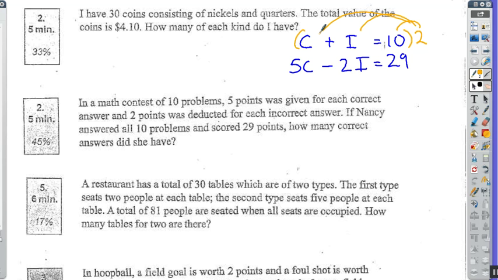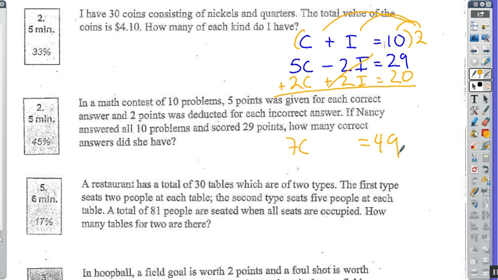For those people who are really jonesing for some math vocabulary, this is actually distributing the 2. 2 times c is 2c. 2 times i is equal to positive 2i. 2 times 10 is 20. So I have 5c and 2c. 5c plus 2c is 7c. See the 7 c's. Negative 2i plus 2i is 0. It cancels out. 29 plus 20 is equal to 49.